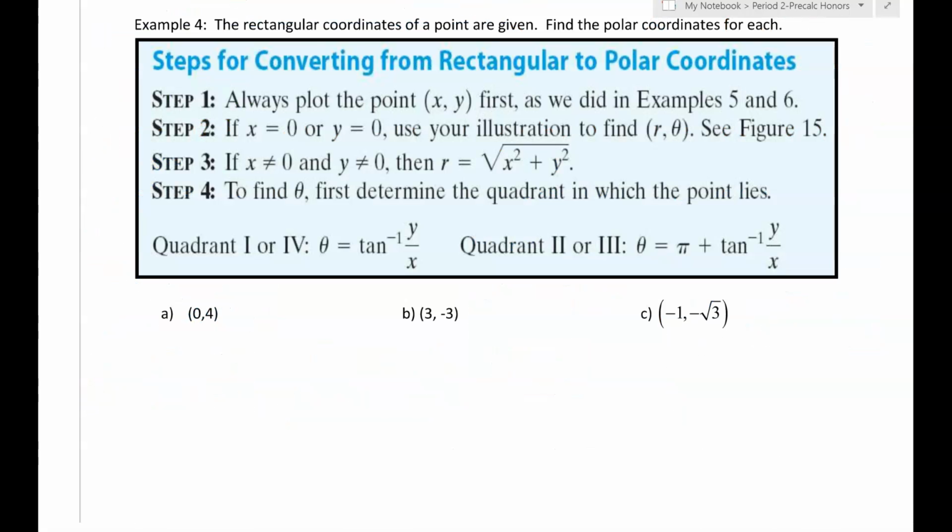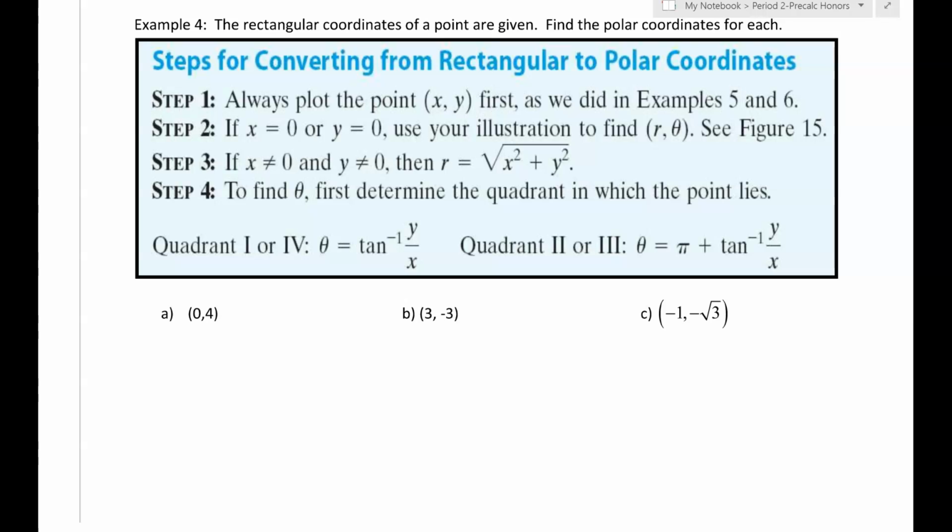Example 4 says, the rectangular coordinates of a point were given. Find the polar coordinates of each. So now we're going to go backwards, right? So the previous example wanted us to find the rectangular, given the polar. Now we are given the rectangular, and our job is to find the polar.